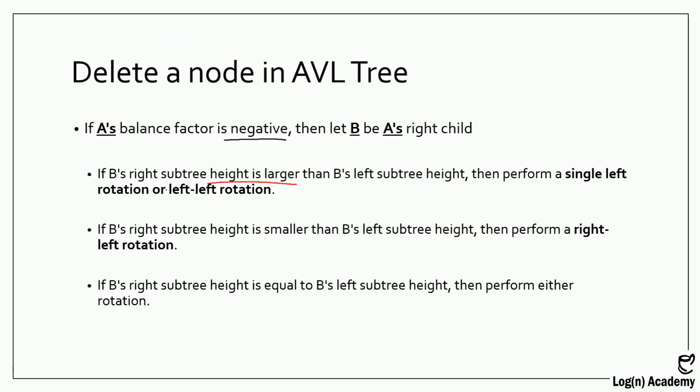It says if B's right subtree height is larger than B's left subtree height, then perform a single left rotation, or left rotation. In the second case, if B's right subtree height is smaller than B's left subtree height, then perform a right left rotation. But in our case, the heights are equal. Then we can perform either rotation, right? We can perform either rotation.